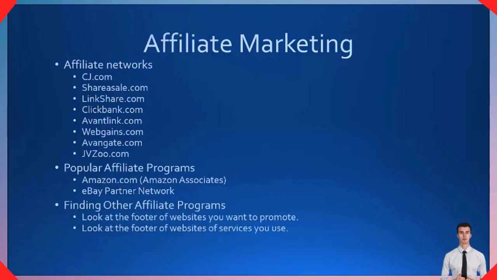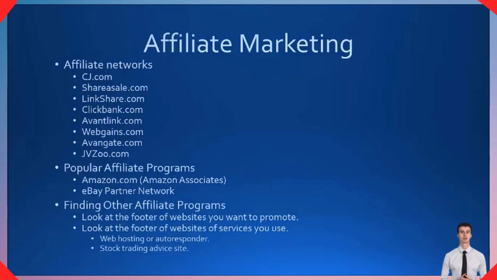Tips to finding other affiliate programs. Look at the footer of websites that you want to promote. So find websites in the niche that you're pursuing, maybe websites that you frequent yourself, and look at the footer of their website. A lot of times they will offer a link that says affiliate program, affiliate information, or ways to make money, those types of things. So look at the footer of places where you go and get services done. Maybe it's places you do your web hosting or other types of services that you may use. Web hosting, autoresponder services, those kinds of things will offer that.